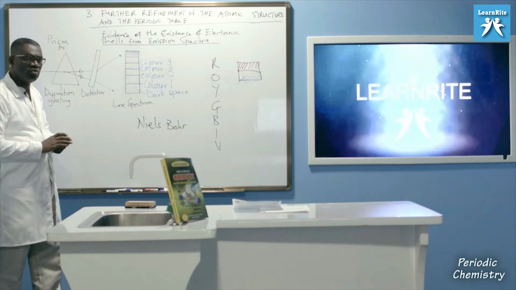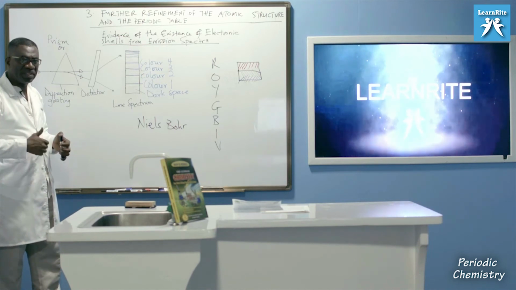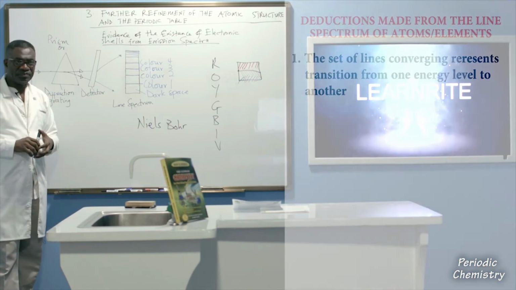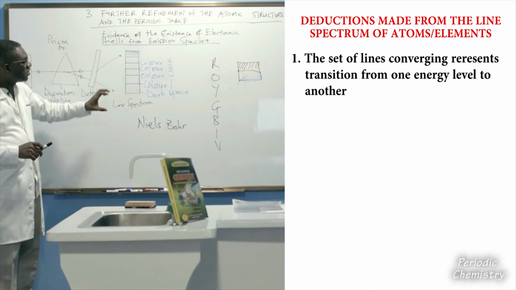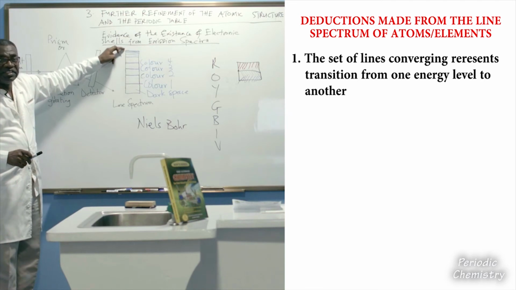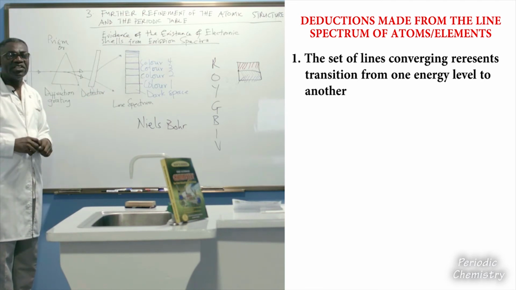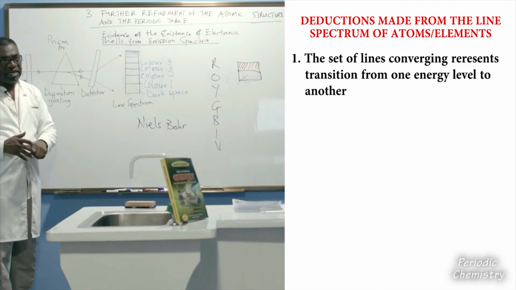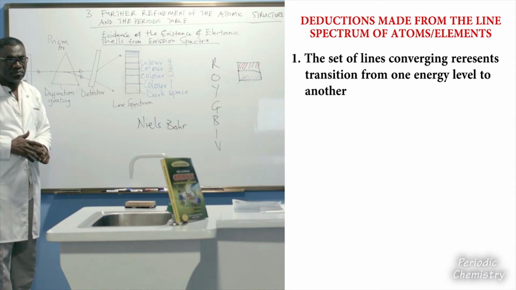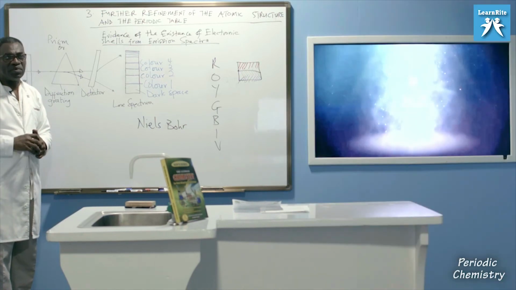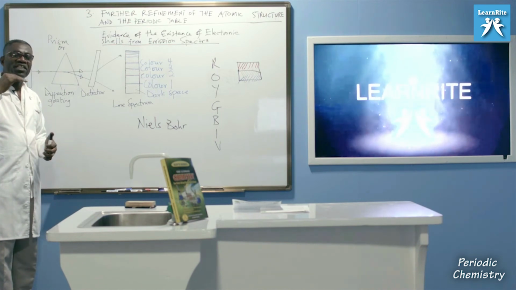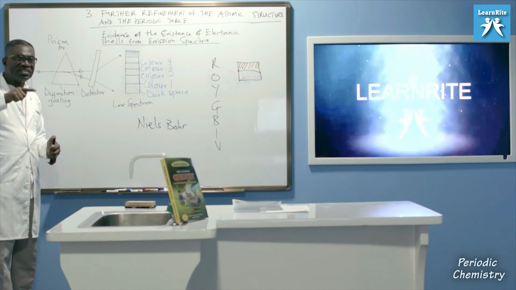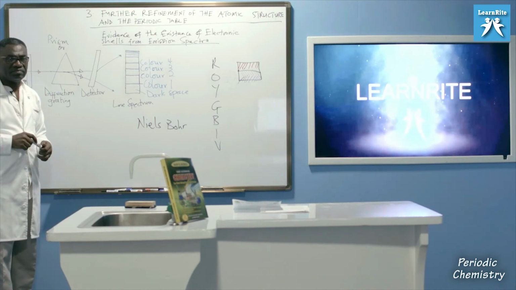Let's see what deductions we can make from it. First, Bohr observed that the set of lines that are converging in here represent the transition from one energy level to another. What conclusion did he make from that? It means that around the nucleus there are specific energy levels, or specific orbits in which electrons reside.